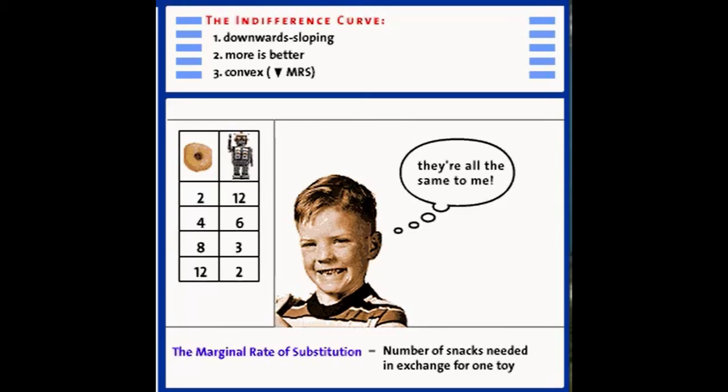So let's go in and draw the picture that represents the combinations in this graph. Let's start with 2 toys and 12 snacks. That is, 2 toys and 12 snacks will take us up to this point. 4 toys and 6 snacks will take us to this point.